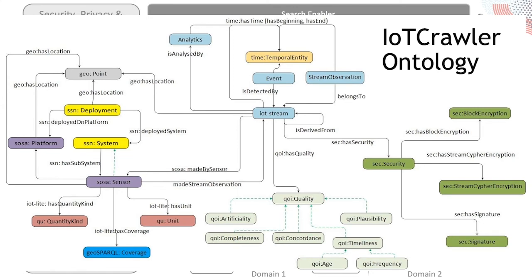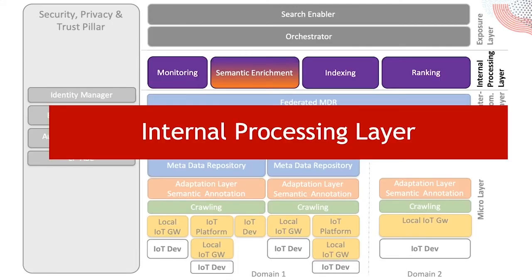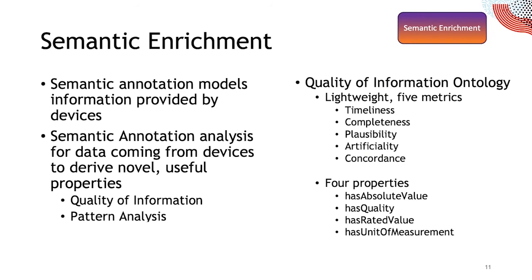Now it's the turn for processing the context information stored in our MDRs. This layer comprises 4 specific modules: monitoring, semantic enrichment, indexing, and ranking. The semantic enrichment component is connected to the Federation MDR following a publication subscription approach. This way, it is notified when new information is registered or updated. It performs an analysis of this information and extends the current metadata, adding quality of information properties which can be later exploited by the queries from the consumer point of view.